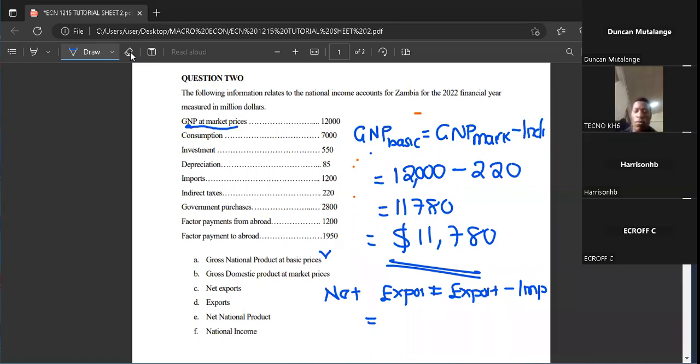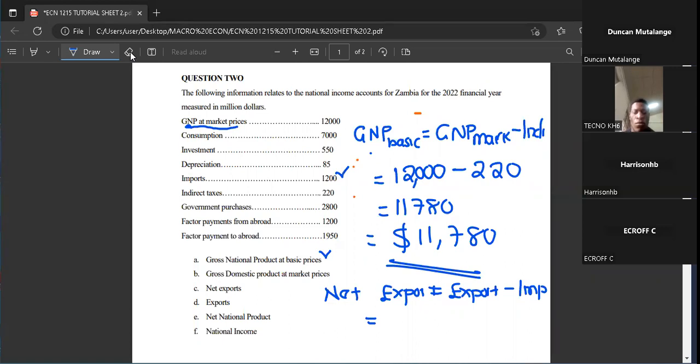Our exports will be equal to, what we have here are imports, you can see my imports. Do we have our exports? We don't have any exports. Probably they should have left it out. So the only component that we have here is our imports, meaning our exports should be 0 because they're not indicated here.